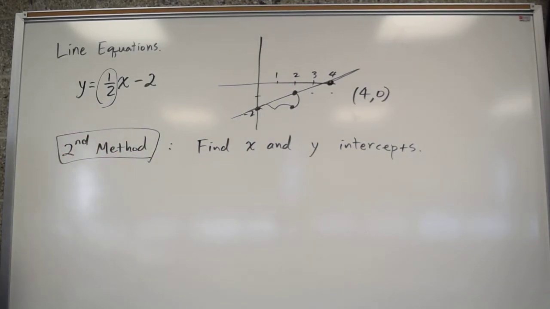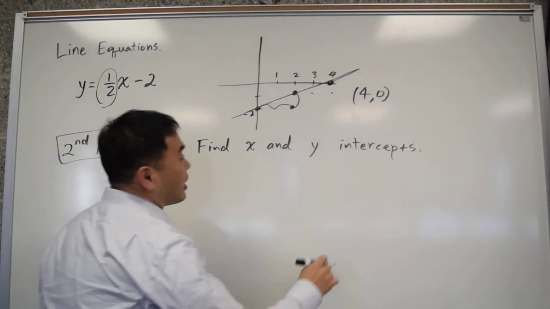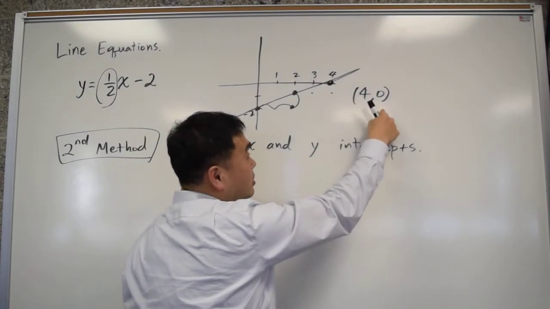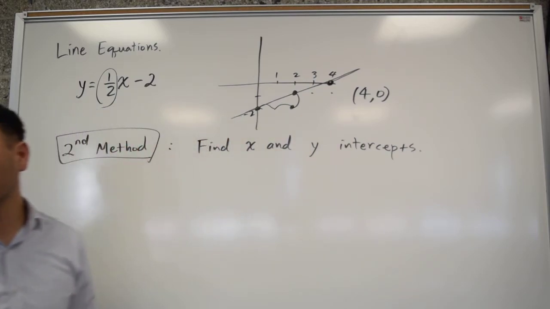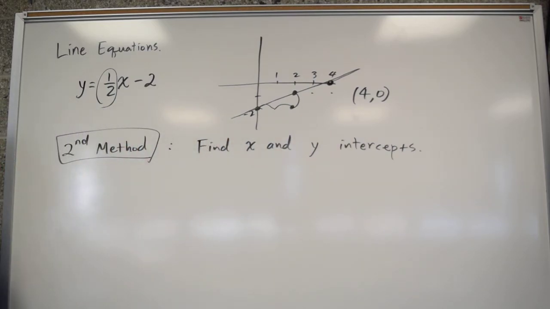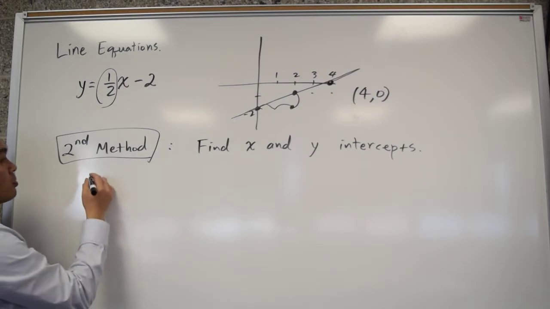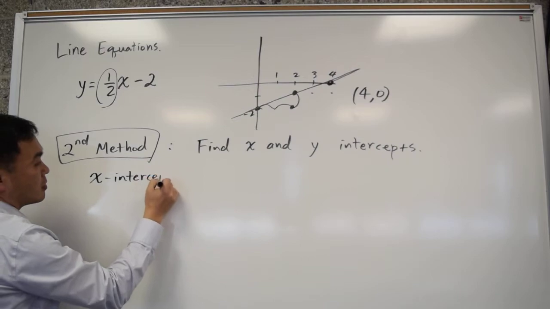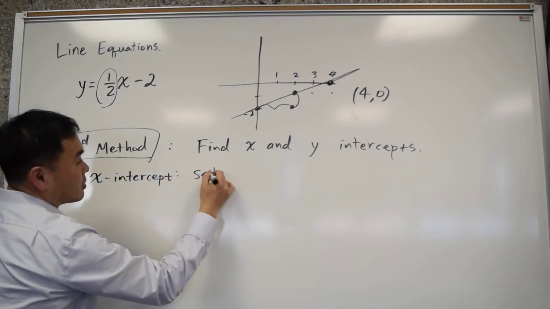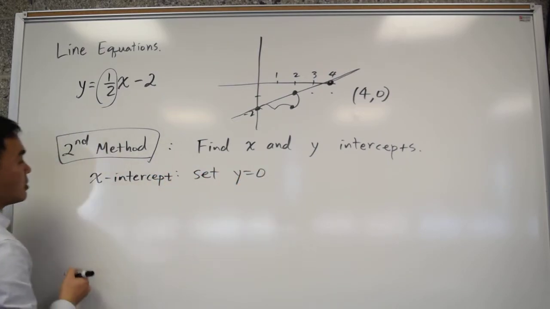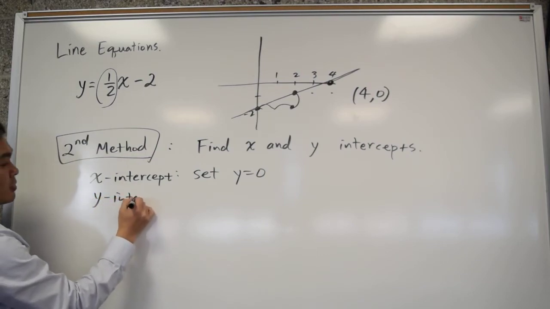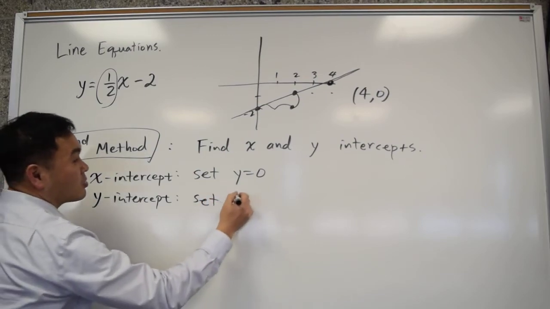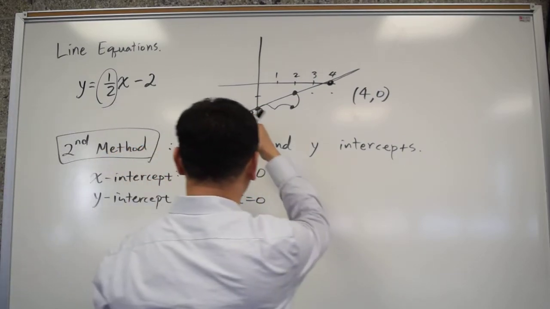Okay. Now, how does an x-intercept look like? An x-intercept looks like this: 4, 0. Right? In other words, your y coordinate is what? 0. 0, right? So to find the x-intercept, set y equal to 0. Okay. For the y-intercept, what should you do then? Set x to 0. So let's do that for this graph.